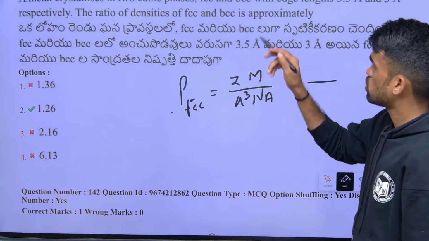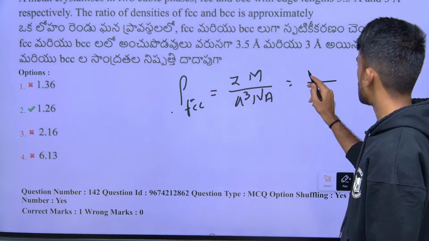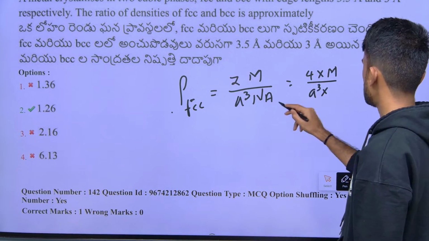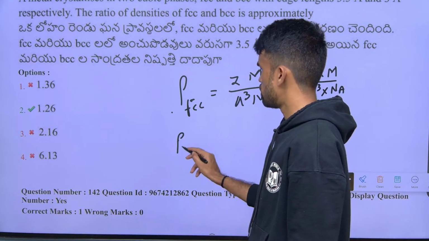So total number of particles, how many atoms will it be? It will be 4, right? For FCC, Z into M, I am writing, a cube as it is, N_A also as it is. Similarly, for rho, which indicates what?